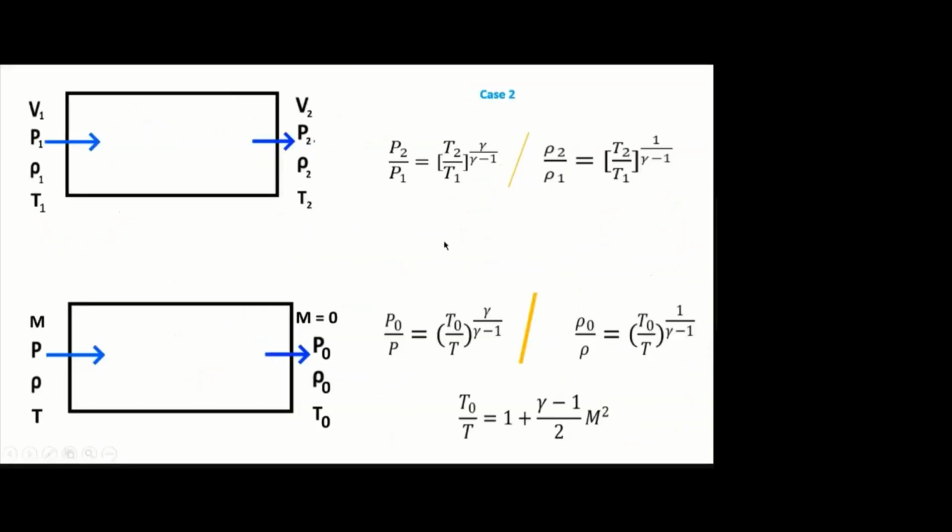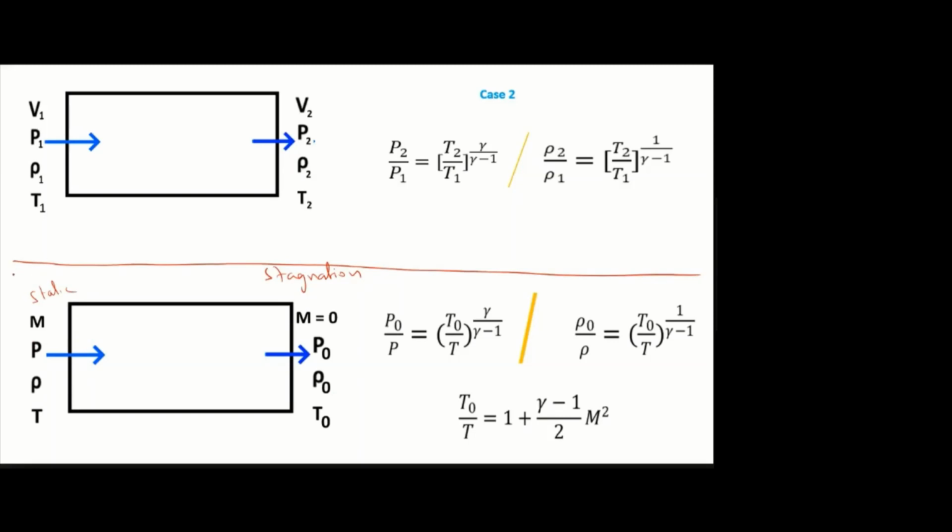Then second case. So the above one is the first case. We have taken both sides static properties. So P2 by P1, rho 2 by rho 1, we found it. The second case is static and stagnation. So in the static, simply I have taken M, P, rho, T instead of 1, 2, 3, because here there is no 2. So simply I have taken P, rho, T.